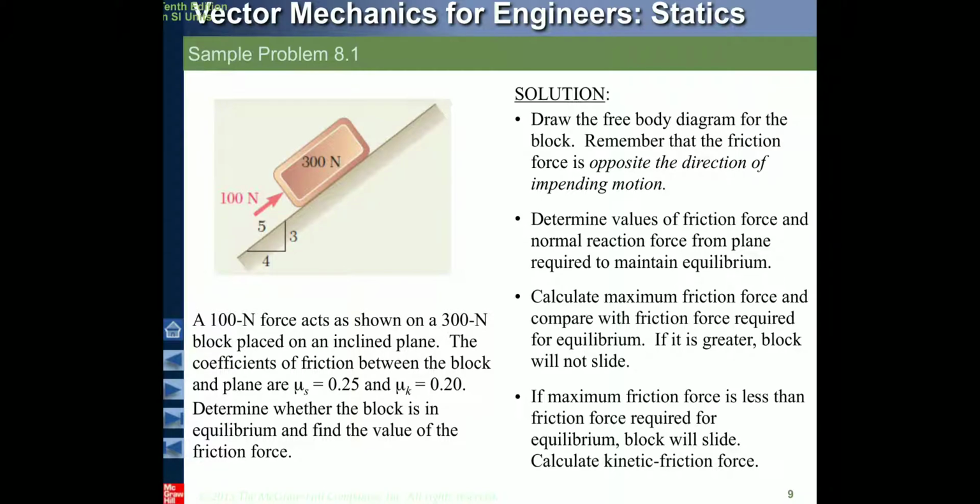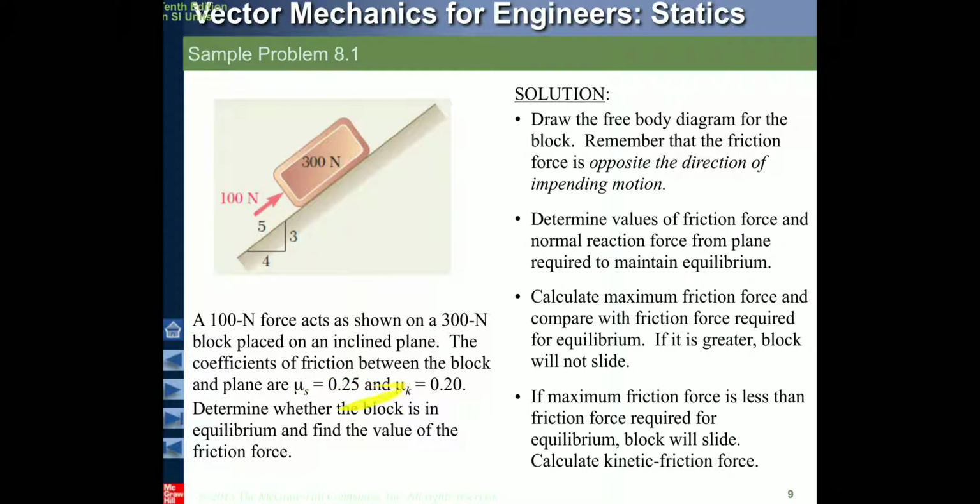Then let us understand one problem, an example of friction force. See this: a block of 300 Newton is resting on an inclined plane, and a force of 100 Newton is acting along the plane. So a 100 Newton force is acting on the block of 300 Newton placed on an inclined plane.